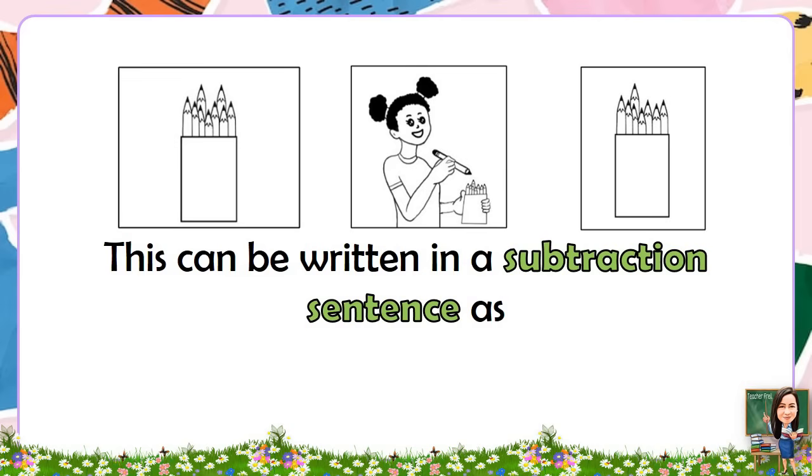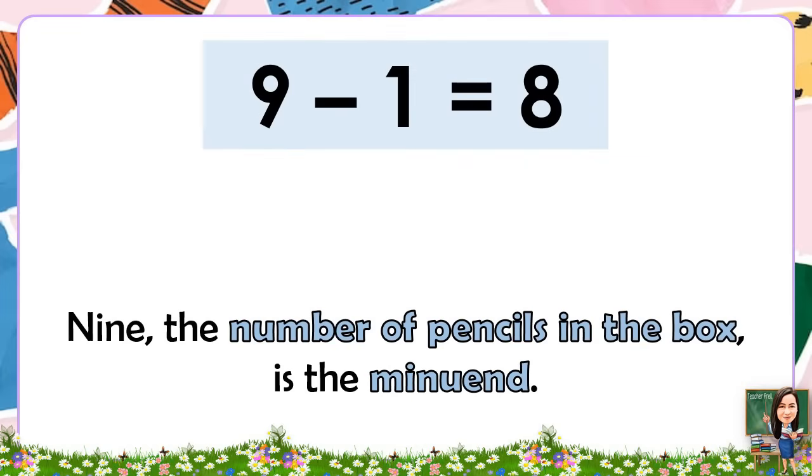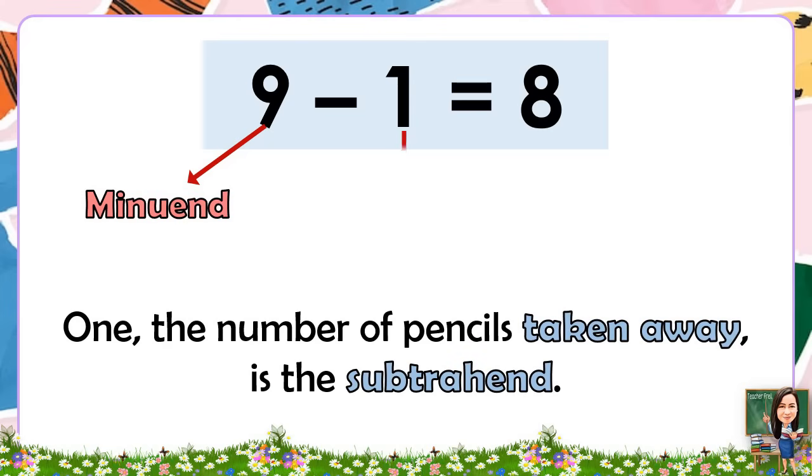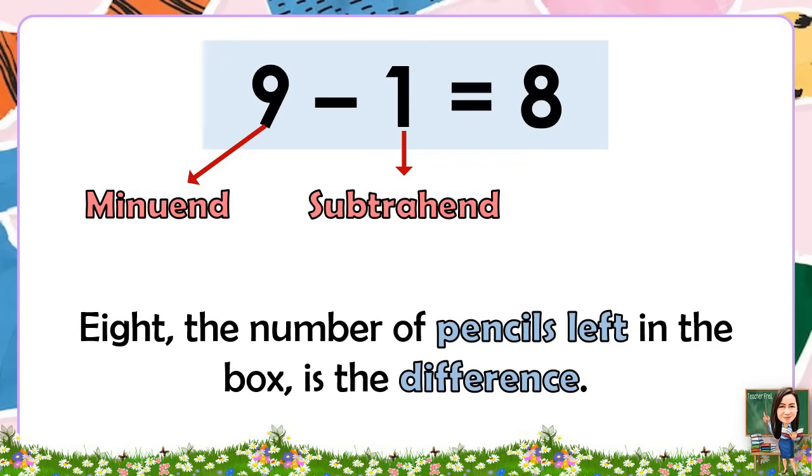This can be written in a subtraction sentence as 9 minus 1 equals 8. 9, the number of pencils in the box, is the minuend. 1, the number of pencils taken away, is the subtrahend. And 8, the number of pencils left in the box, is the difference.